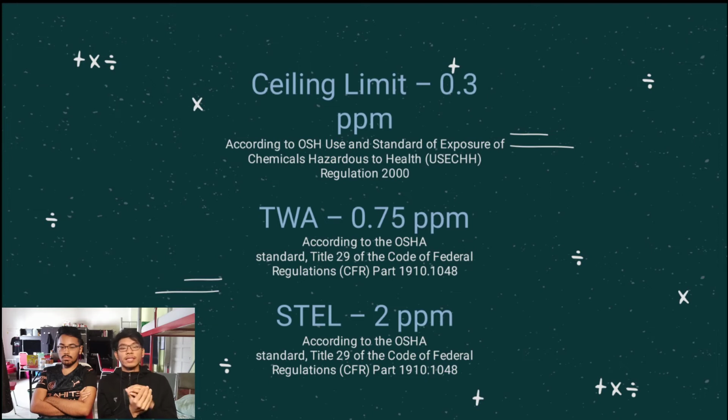While in the OSHA standard, Title 29 of the Code of Federal Regulations, CFR Part 1910.1048, the 8-hour time weighted average TWA for formaldehyde is 0.75 parts per million, and the short term exposure limit is 2 ppm for below 15 minutes. Okay, actually it's quite high and we must obey the PEL.